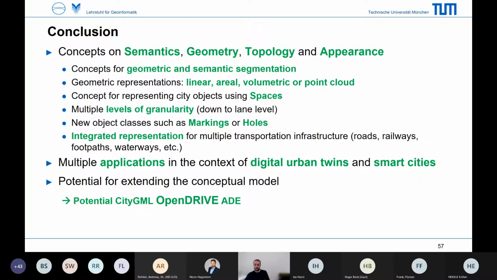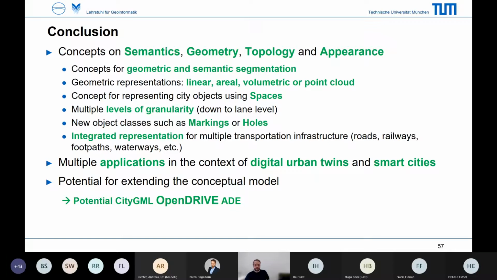There's this concept of spaces, as I showed you. There are different levels of granularity available and different classes, such as markings, that can be used to model the street space. It is possible to have an integrated representation for multiple transportation infrastructure, such as roads in combination with railways, for example. And I hope that it was illustrated that there are also many applications in the context of digital urban twins, for example, or smart cities, that can use this kind of information.